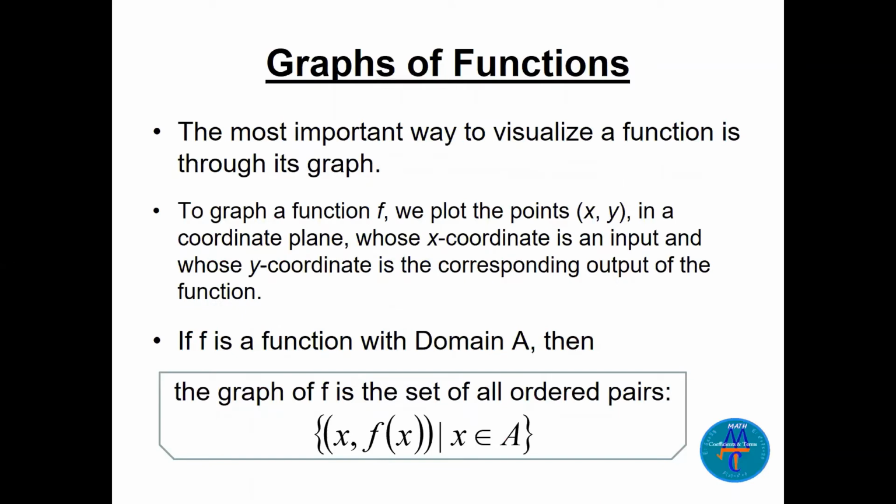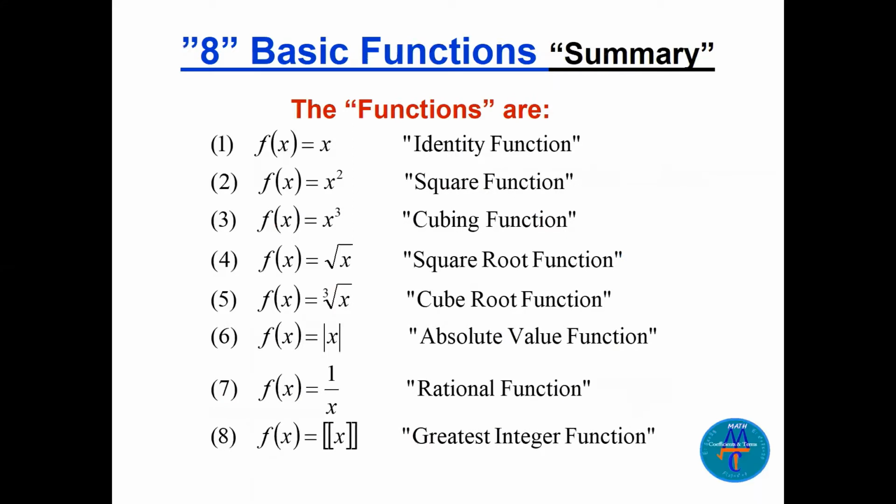Just a simple idea here: if we need to graph a function, we have to get the set of all ordered pairs, x in the domain and f of x from the function itself. I will present here 8 basic functions, so you can see and read, please. The first one we call the identity function, straight line, x squared, x cubed, square root of x, cube root of x, absolute value of x, 1 over x, greatest integer function.